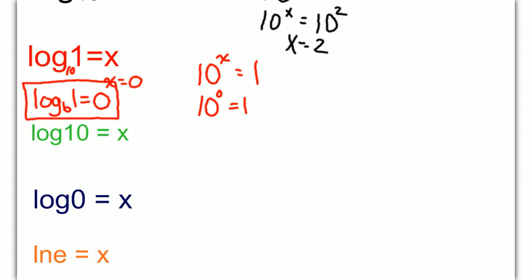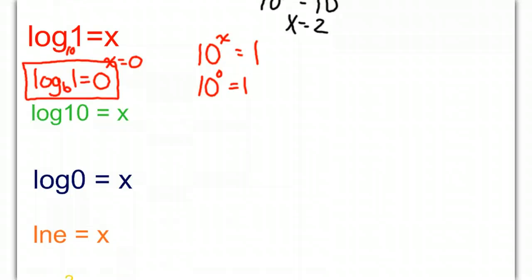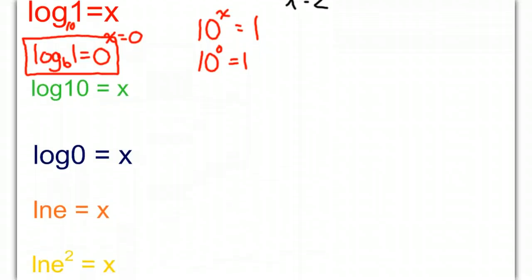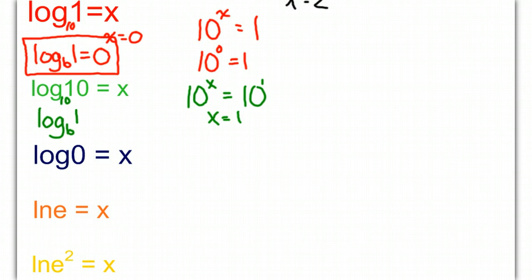Now, our second property, we look here, we have log 10 equals x. So remember, we have that base 10 there. So 10 to the x equals 10. Now, we know that there's a 1 there, so x equals 1. So here, log base b of b, because our 10s were the same, equals 1. That is our second property. If the base and what you're taking the log of are the same, then it will equal 1.